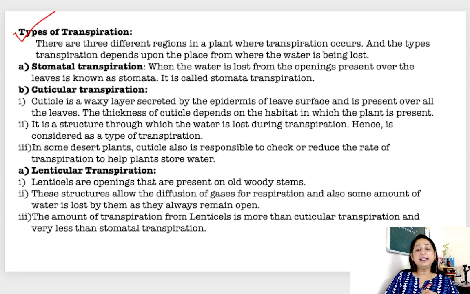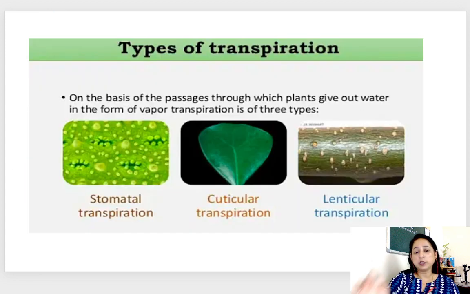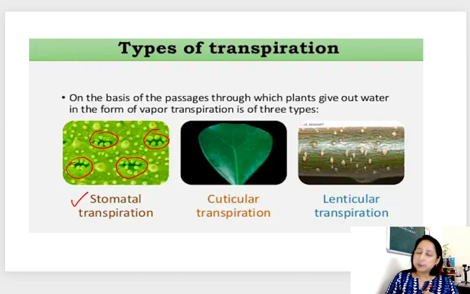There are 3 different regions in plants from where the transpiration occurs: stomata, cuticle and lenticel. I think I have added a picture also. Yes, let's see the picture first. Here it's stomata. Everyone knows what is a stomata. These openings which are present mostly on the lower surface, or they are present on upper and lower both, but maximum stomata are present on the lower surface of the leaf.